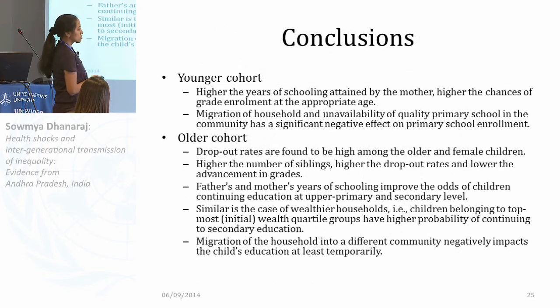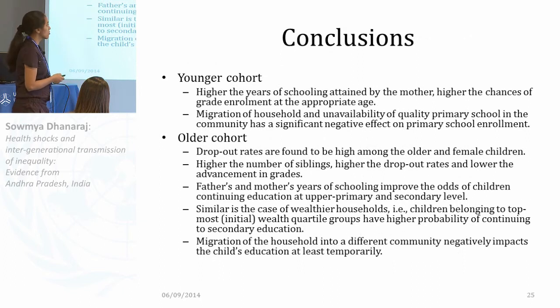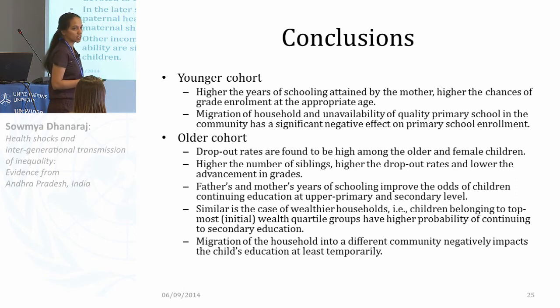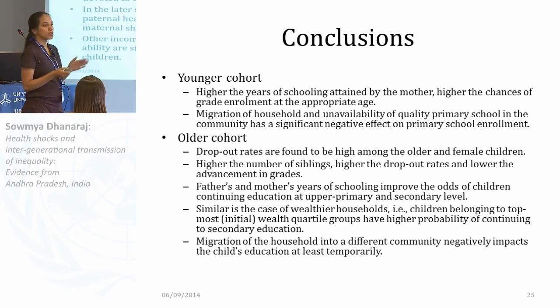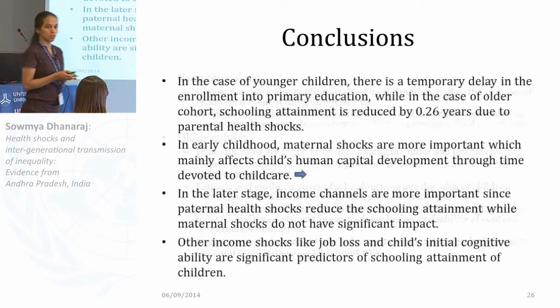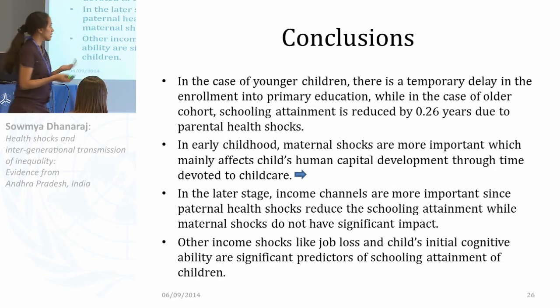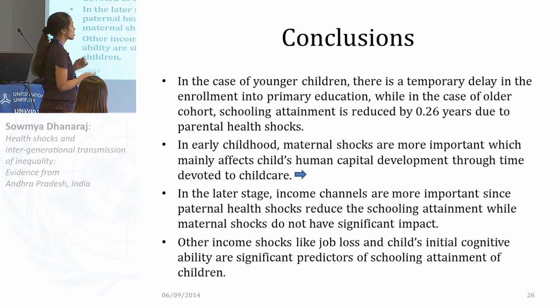So the main conclusions of my study are: in the case of younger children, I find that there is a temporary delay in enrollment in primary education, while in the case of the older cohort, the schooling attainment is reduced by 0.26 years due to parental health shocks. I also find, which I have not shown here, that in early childhood, maternal shocks are more important than paternal shocks, which mainly affect the child's human capital development through time devoted to childcare.